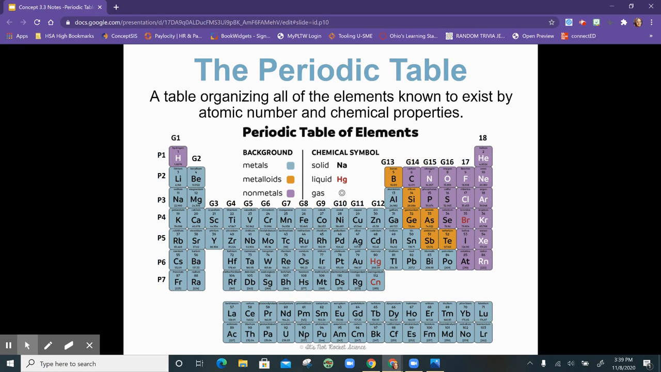All right, so what is a periodic table? You guys know that we touched base last week when we were talking about the elements and the structure of them. A periodic table is a table organizing all of the elements known to exist by atomic number and chemical properties. We're going to see how they are arranged by their chemical properties and by the number of shells that they have.